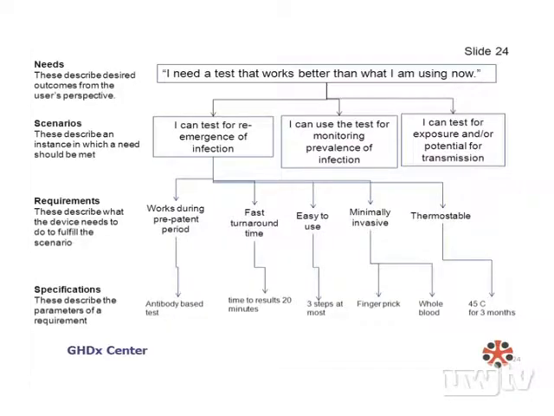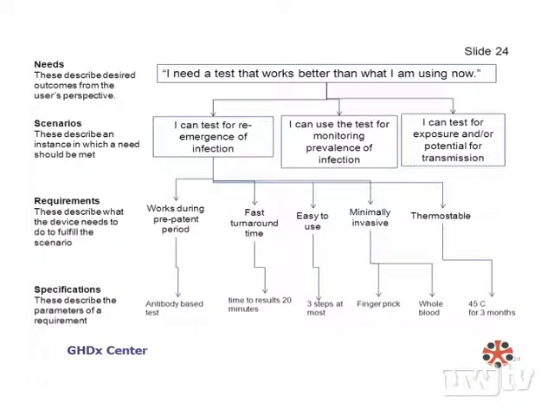Another scenario could be, I could use a test for monitoring prevalence of infection. Again, you're treating the communities, but it's a long-term treatment, and you want some kind of tool that could start measuring the prevalence of infection. It's not yet 0, whereas in the first scenario it's kind of a binary yes/no: is there reinfection happening in a particular community? The second scenario is really trying to find out if you can measure and monitor the prevalence of infection.